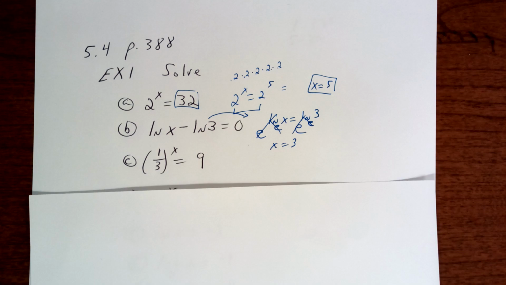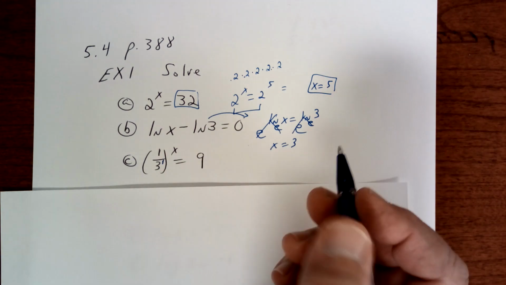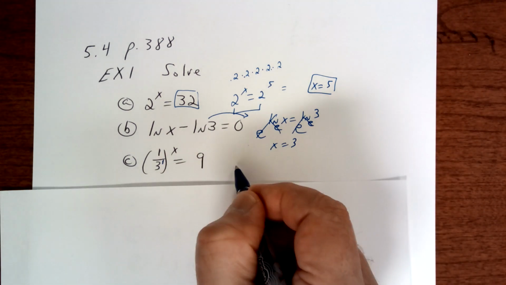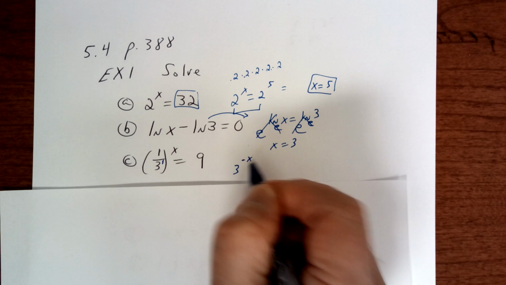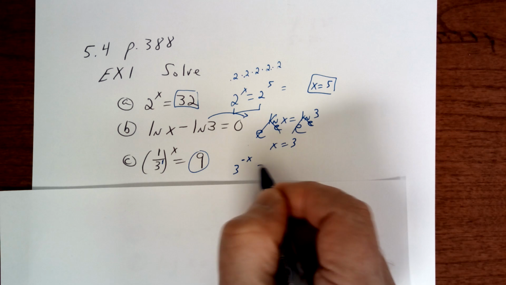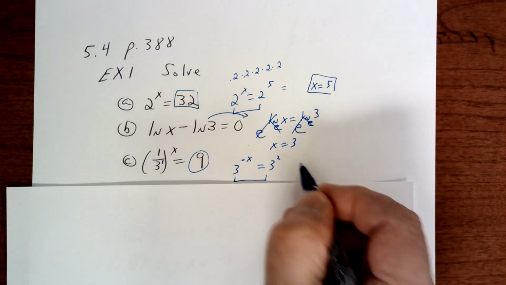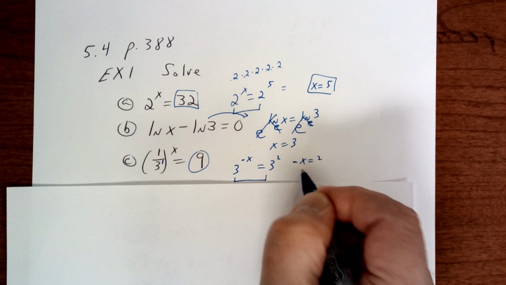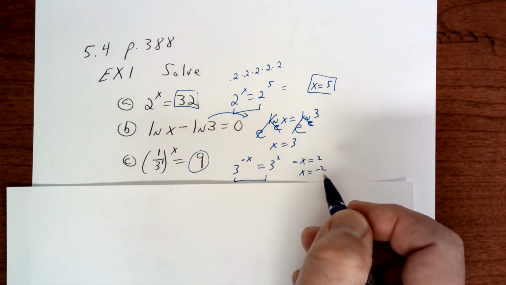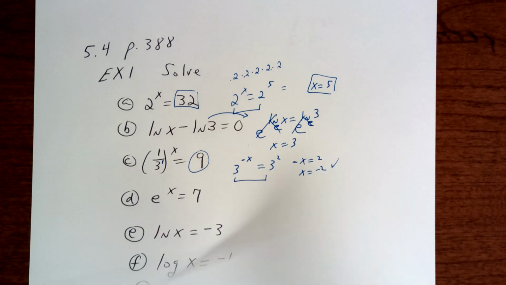Put a star by that one if you need to. This one right here is a 1. I'm going to move it up. So I'm going to say 3 to the negative x. And then this one is 3 squared. It's 9. I have the same base, so I say negative x equals 2, x equals negative 2, and I'm done. 1-to-1 property. Copy down the rest of these.